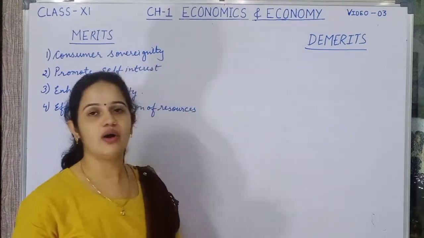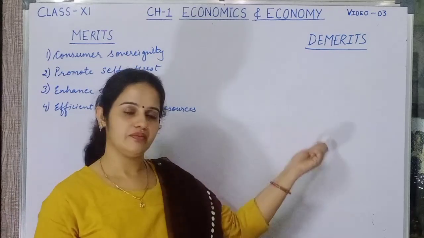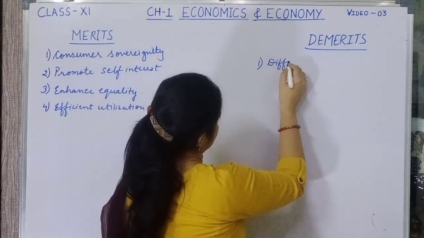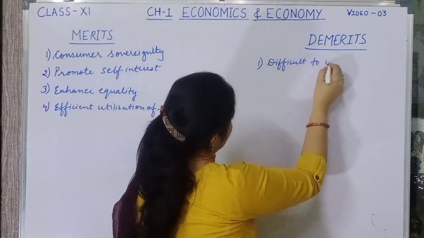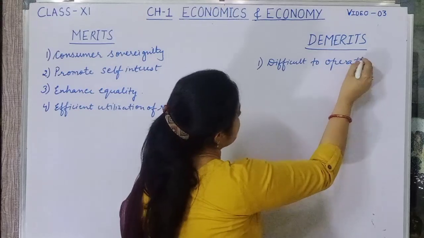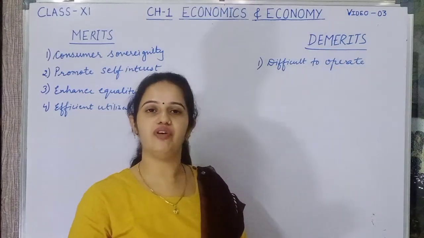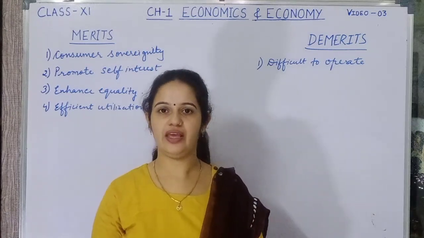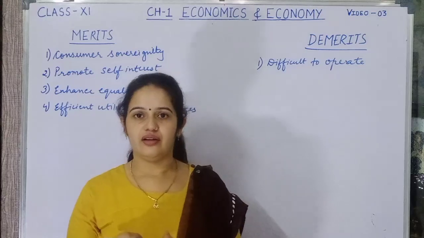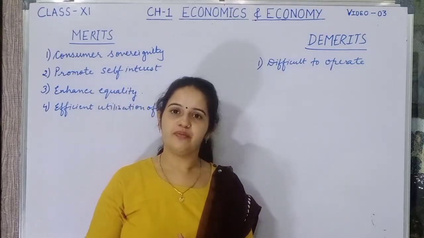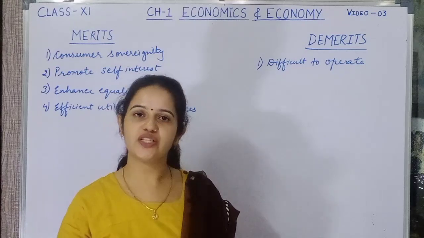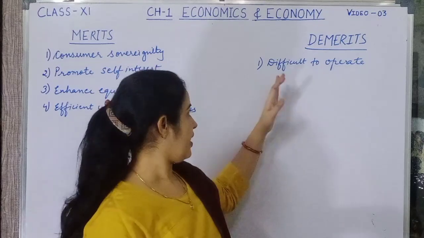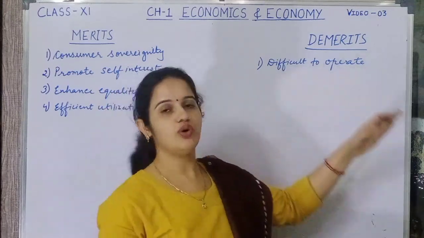Now, we talk about the demerits of mixed economy. First demerit is difficult to operate. Obviously, when both the sectors, private and public sector, work together, it is a little bit difficult to operate the economy. That means sometimes many chances of manipulation as well as misunderstandings happen in this economy, and that's why we say that mixed economy is difficult to operate.